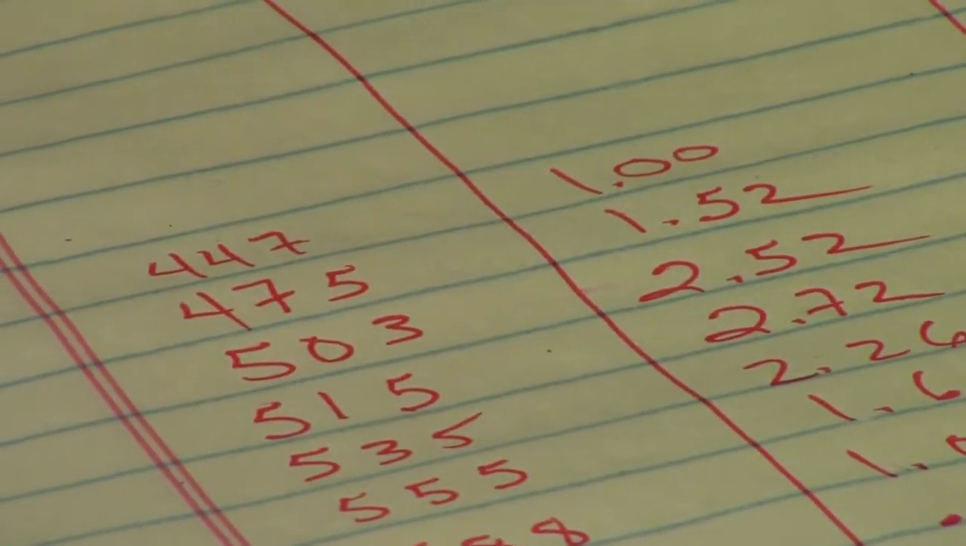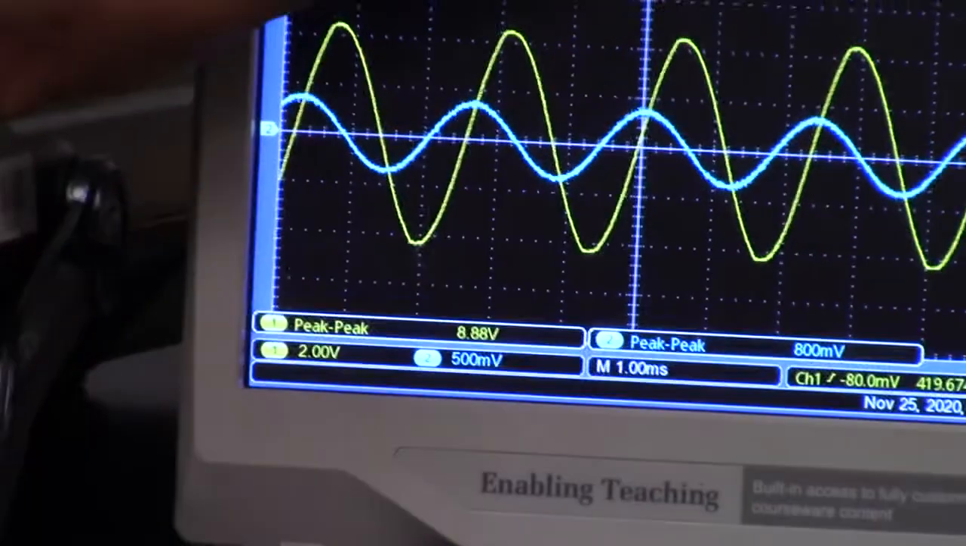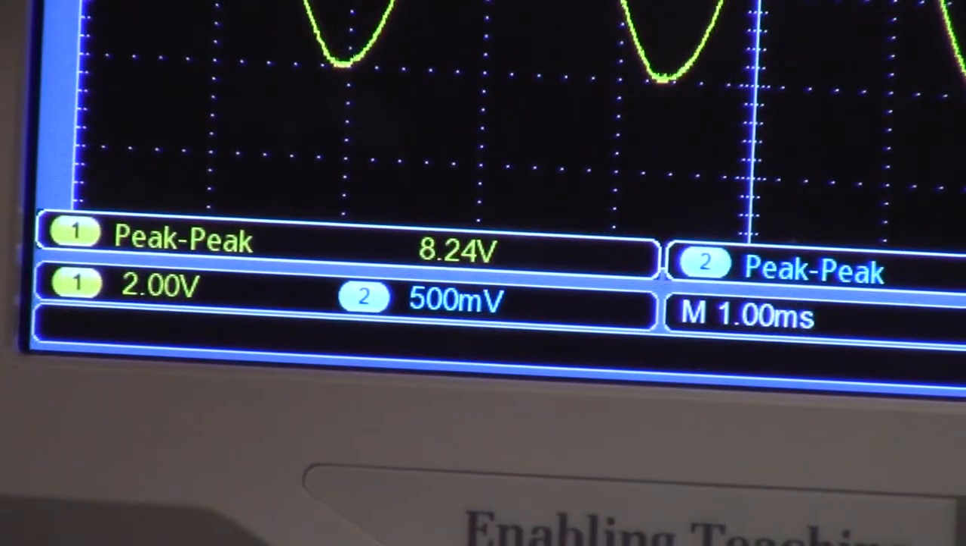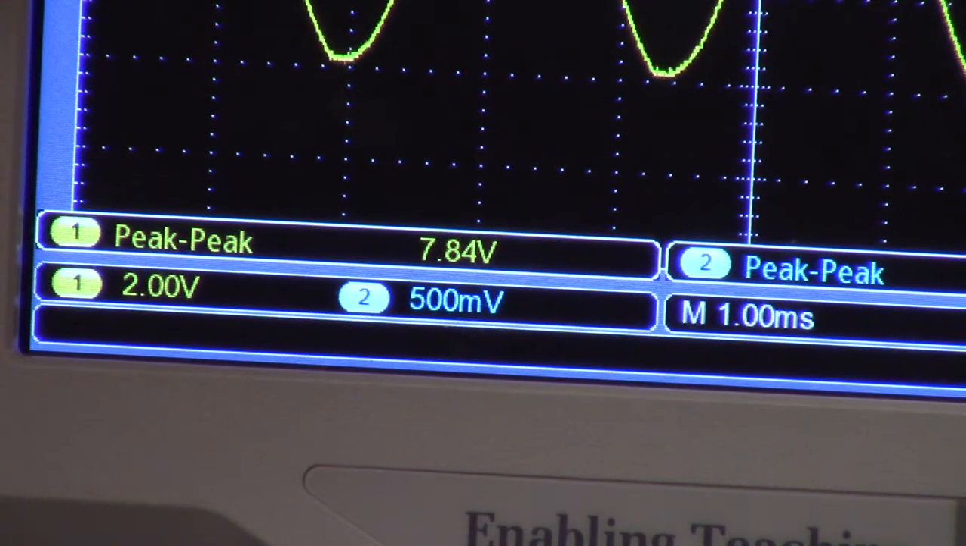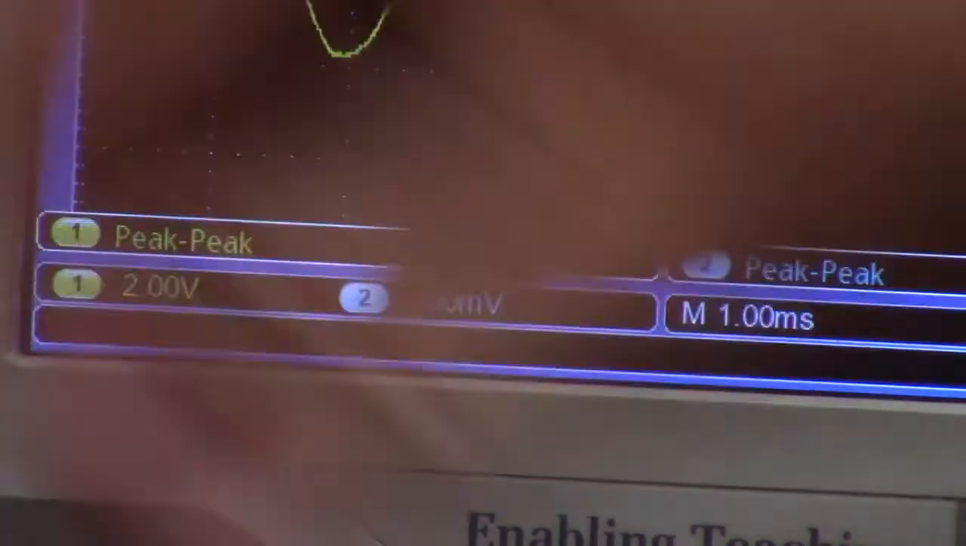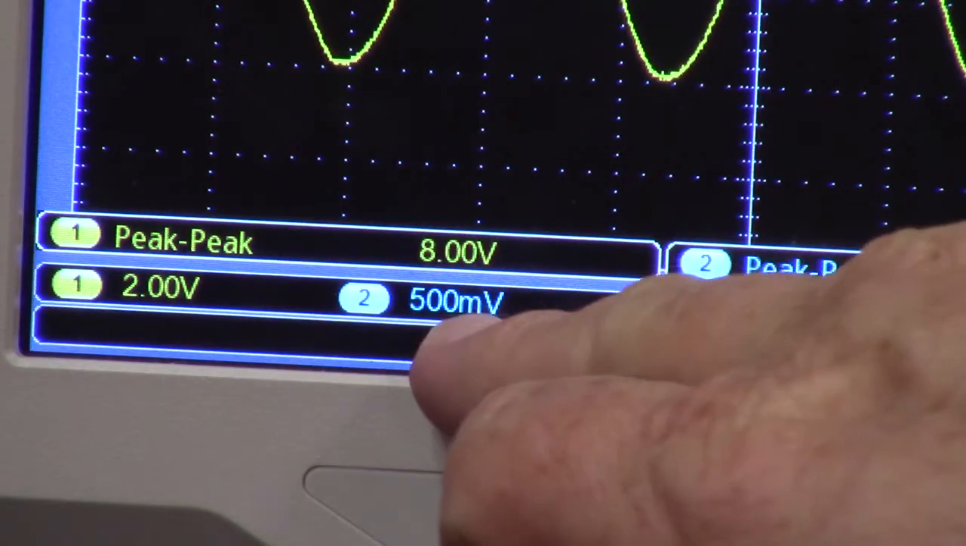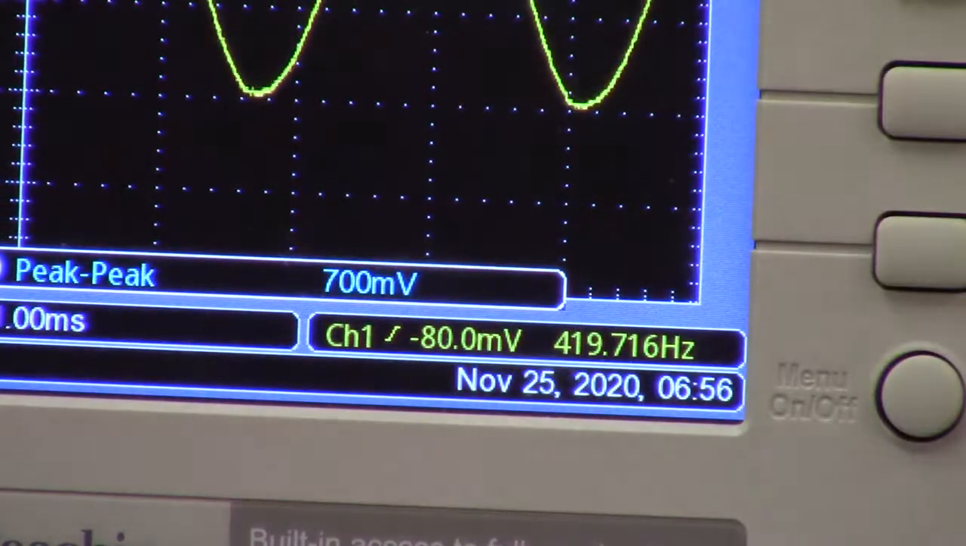Take another measurement. Looks like about a 421. And we'll look at the voltage. All right, there's 8. Oops, too far. So there's an 8, and there's a 720, and that's milli, so I'll put 0.72.